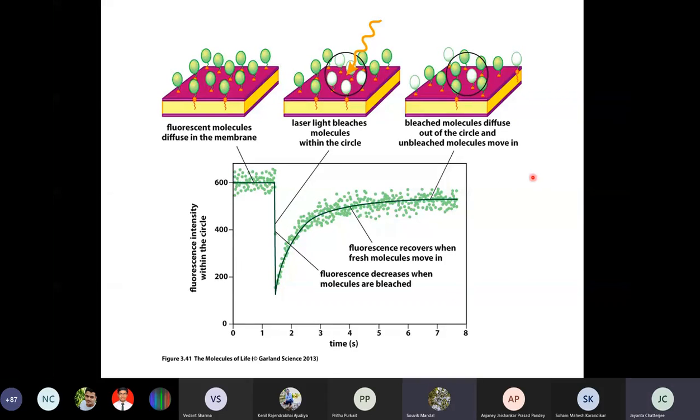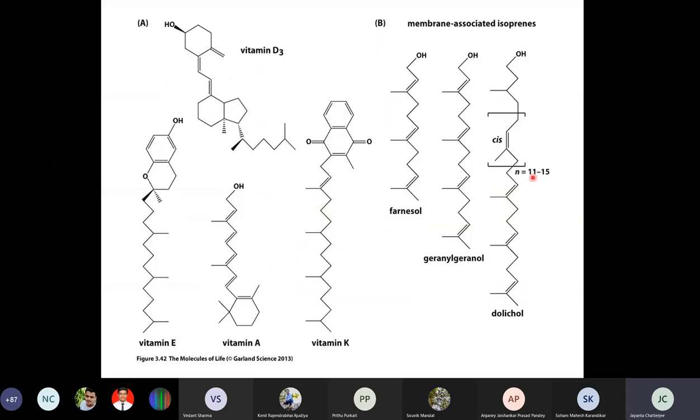Okay. So let's go to the next slide. Just for you to know, there are not only lipids and cholesterol kind of molecules present in the membrane, there are also other forms of lipids. For example, those are called vitamins.